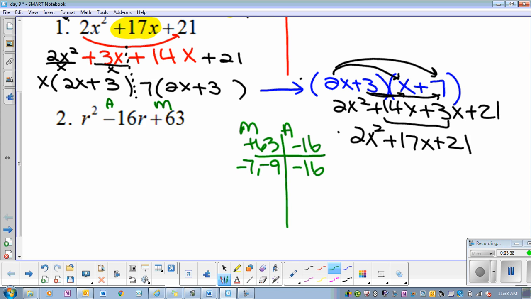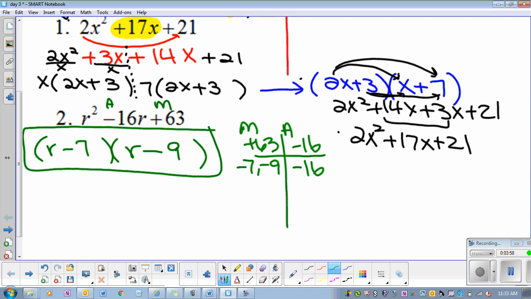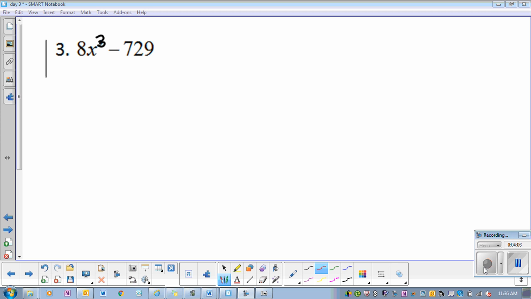You could bring down the first, bring down the last, rewrite the negative 16R using your 2 numbers. But since this was just a plain old R squared, you can go straight into the double parentheses, R what? Minus 7, R minus 9. There you go. And that's it. Done. Okay? Questions about this? All right? Okay. All right.